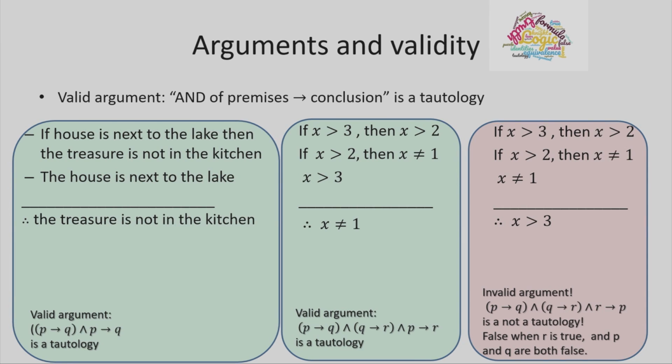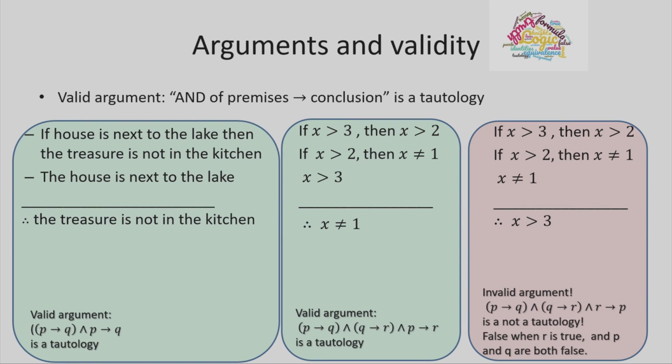that R is true, x is not equal to 1, but P and Q are both false. What if I set x to be 0? It's not equal to 1, but it's definitely not greater than 2, and it's absolutely not greater than 3.